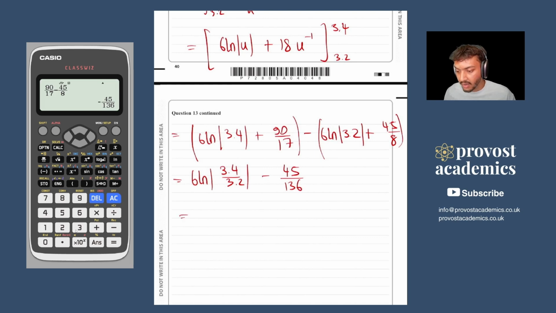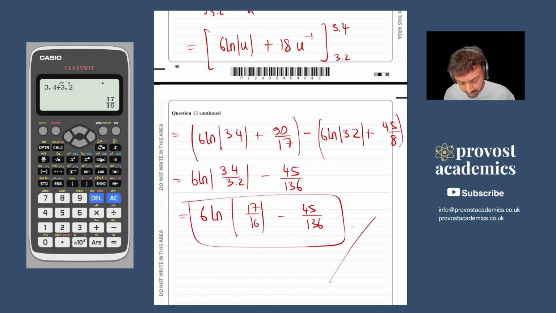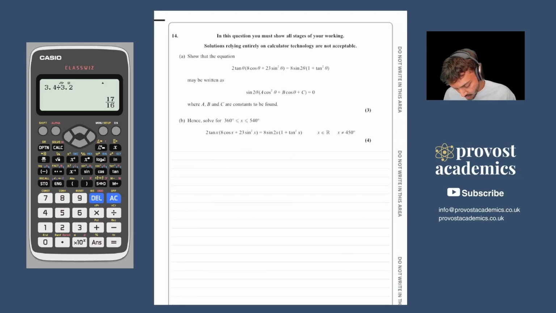And I can simplify this furthermore. I did 3.4 over 3.2 to give me 17 over 16. So 6 ln of 17 over 16 minus 45 over 136. And that's my final answer. Yeah, so let's carry on. Okay, so next we've got a trig question.